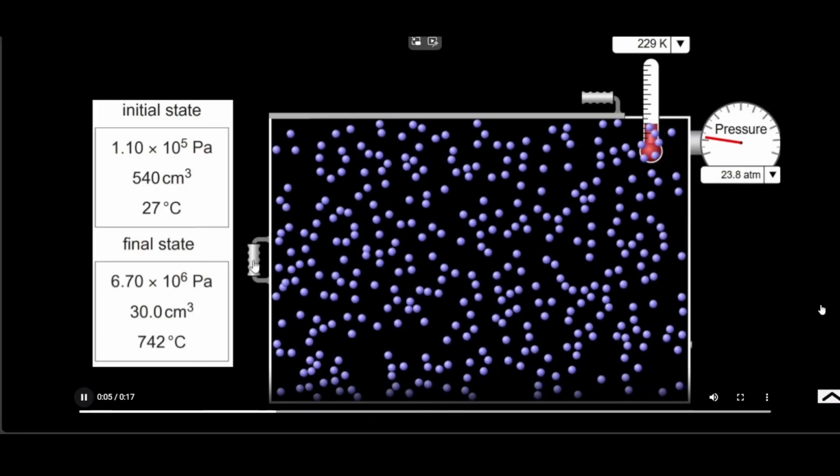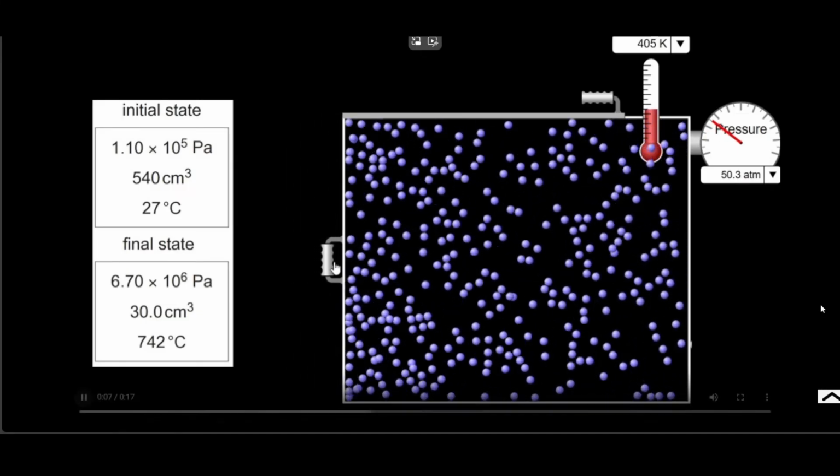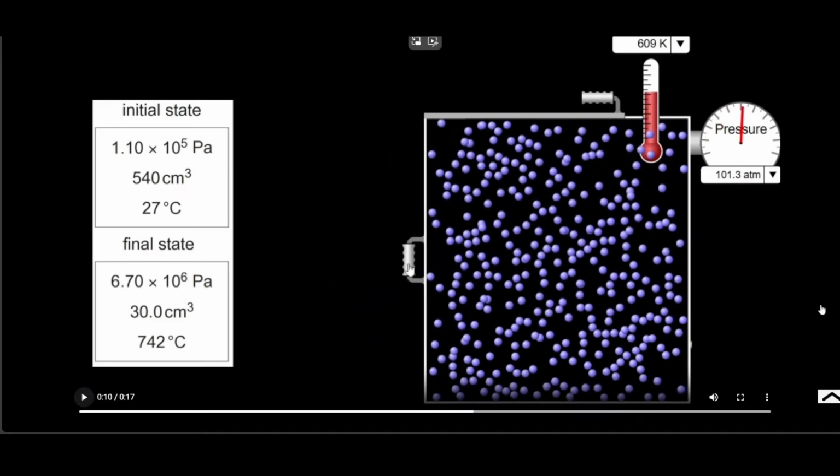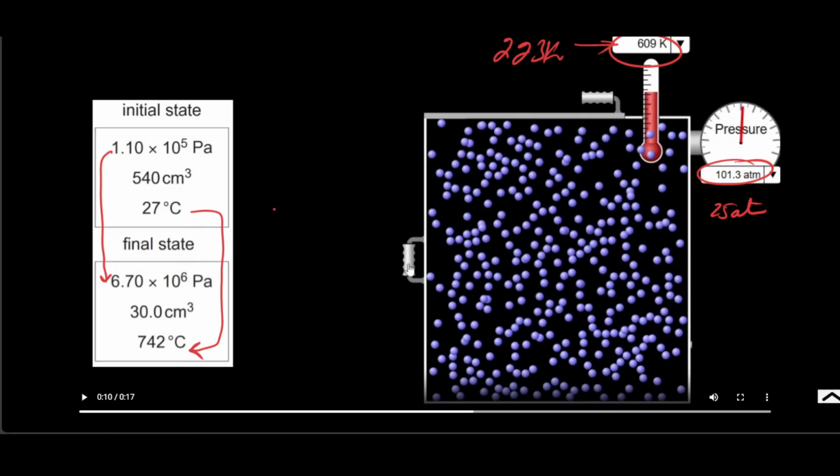Now to play the animation, notice that the atoms are moving. As you compress the system, notice what is happening to the temperature. Previously the temperature was somewhere around 223 Kelvin, and now it is 609 Kelvin. And previously the pressure was approximately 25 atm, and now it is 101 atm. So not only did the pressure increase, but the temperature of the system also increased. So this is what is actually happening: your compression has produced two changes. I hope that we understand this idea in terms of the animation itself.